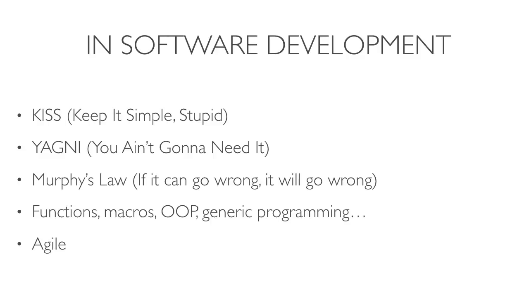Many of the core aspects of programming, if you think about it, are focused specifically on creating a simple interface for something that is internally much more complex. We have functions and macros. Object-oriented programming is devoted to that principle, generic programming as well. If we want to talk about process, look no further than Agile, which is all about simplifying things as much as possible, but still keeping the process useful to everybody involved.